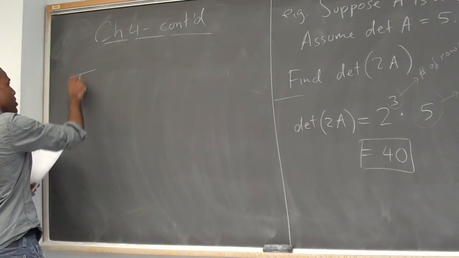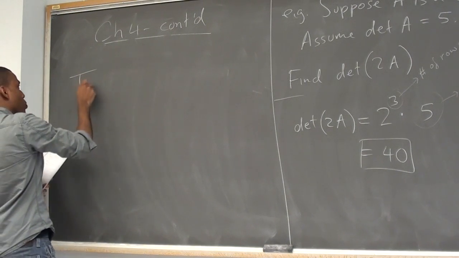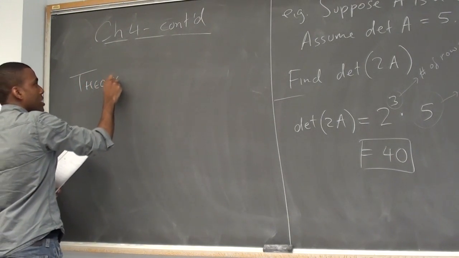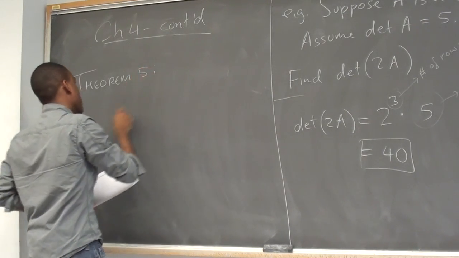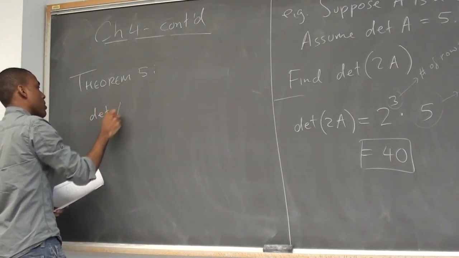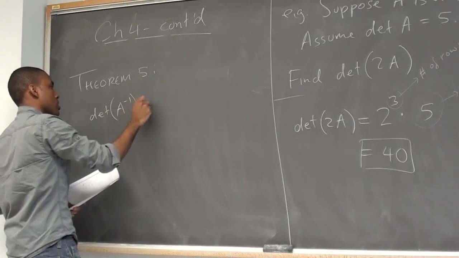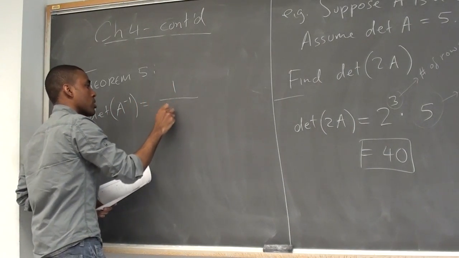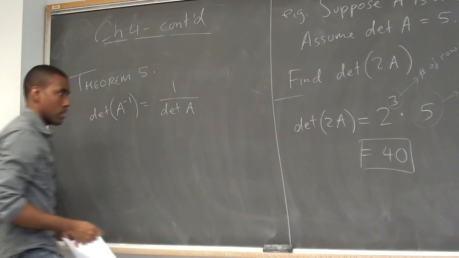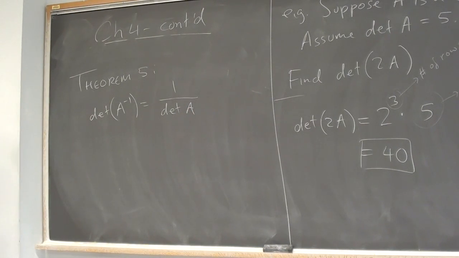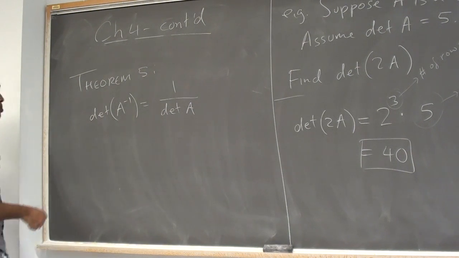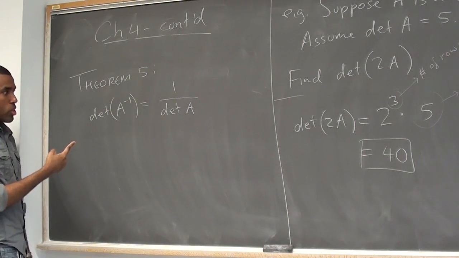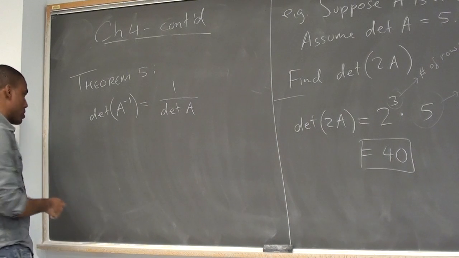They gave you this theorem even though they never told you what it was. But let me mention it anyway for when we get to the next chapter. Determinant of A inverse is equal to 1 over the determinant of A. Isn't that obvious? It's not so obvious. It's something that had to be proven.